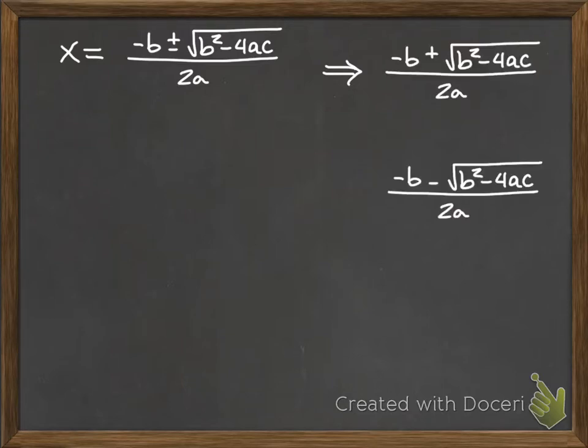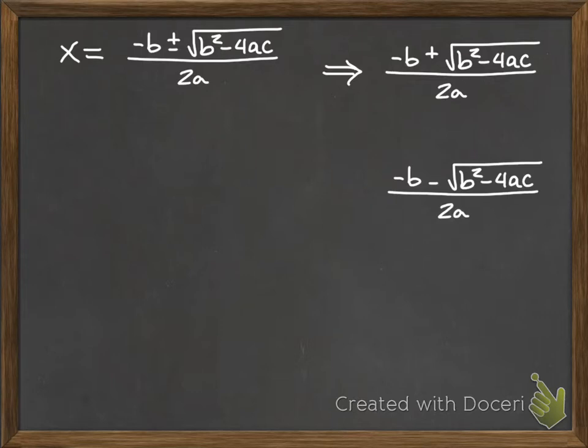This means that it's negative b plus the square root of b squared minus 4ac over 2a, and it's negative b minus the square root of b squared minus 4ac over 2a. Now remember we said that if you had a quadratic equation, which is one that has x squared, that means you're looking for two solutions. Well, this gives you your two solutions.